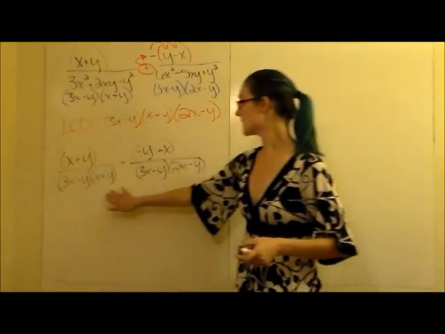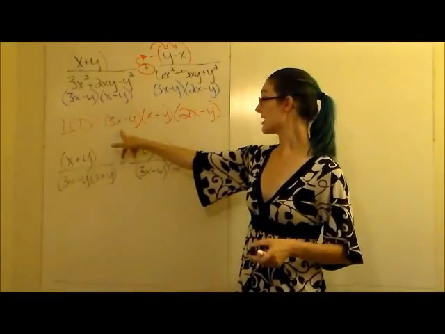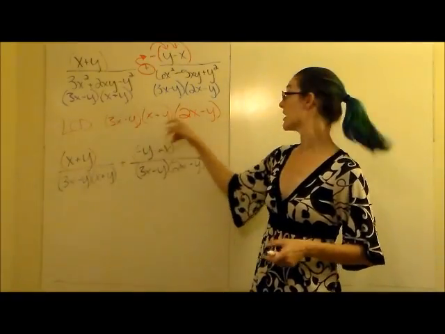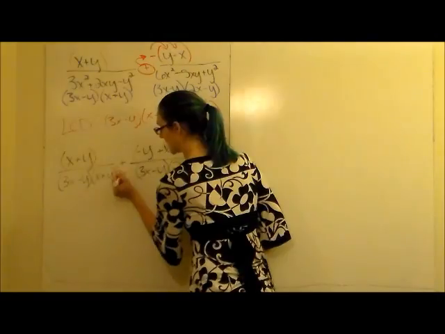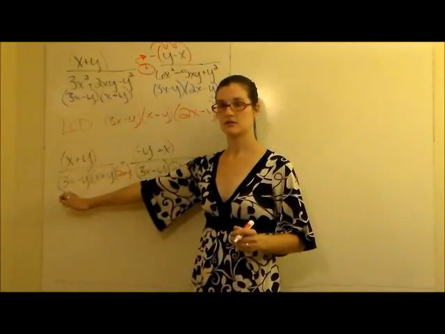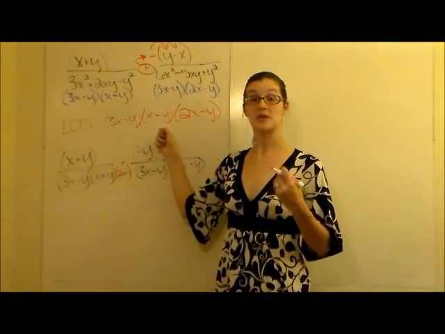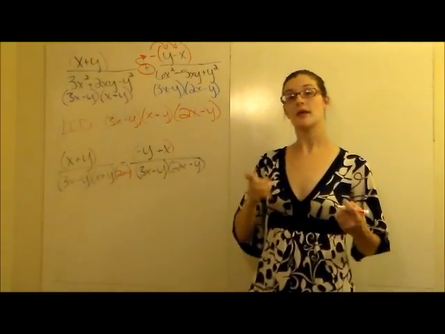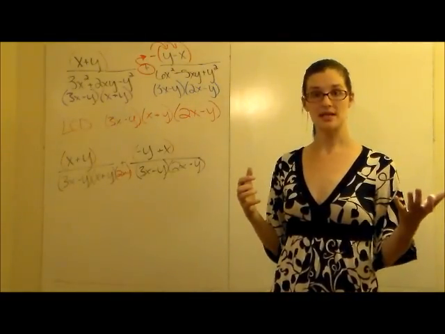And this first denominator, what am I missing? I have that one and I have this factor. But I'm missing the 2x minus y. If I were to put that down here as part of that denominator, then I would have the entire LCD as my denominator. That's what I want. However, we learned this rule earlier in algebra. What you do to one side, you must do to the other side.